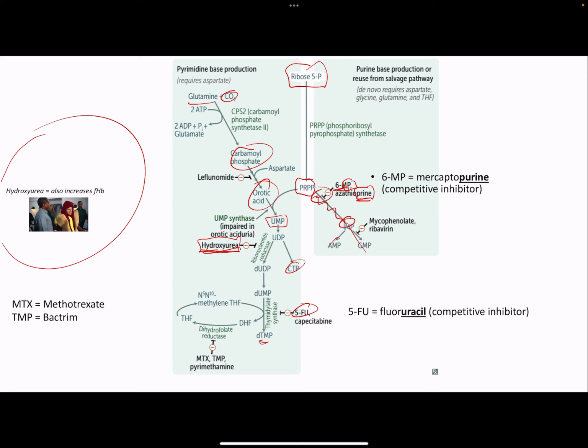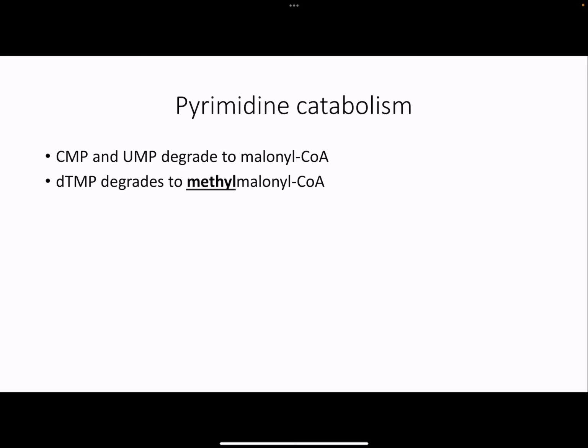5-fluorouracil, again, you should just think about the name. The name uracil, is it going to affect anywhere on the purine side? No, it's going to specifically affect the pyrimidine side. It's probably going to act as a competitive inhibitor. It competes and inhibits thymidylate synthase, which again is interacting with 5,10-methylene THF. Methotrexate, we said, is a competitive inhibitor here, and TMP, which is a component of Bactrim, is going to also inhibit this.